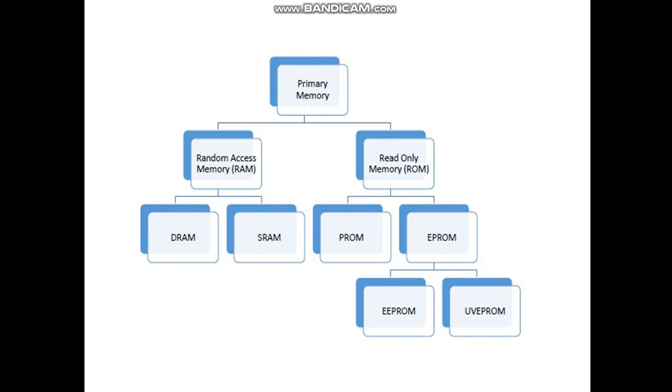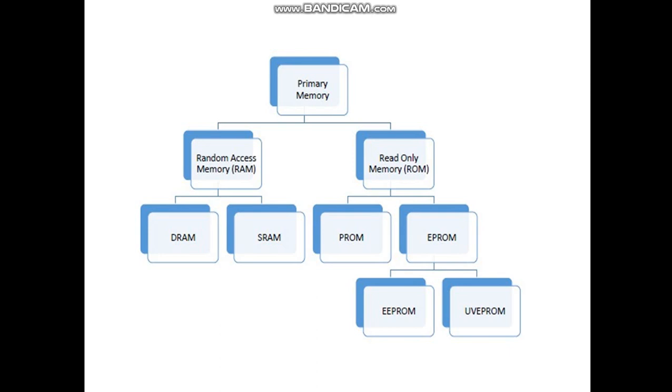First is random access memory, known as RAM, and second is read-only memory, meaning ROM. Random access memory also has two parts. First is DRAM, and second is SRAM: dynamic RAM and static RAM. Next, read-only memory also has two parts, PROM and EPROM.